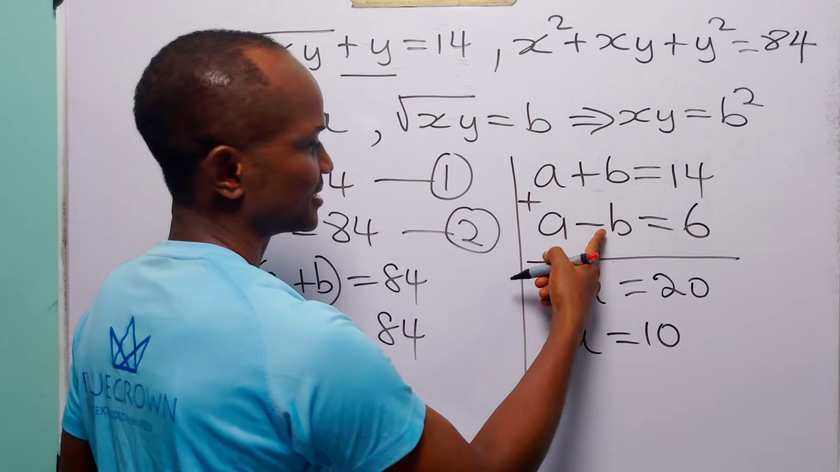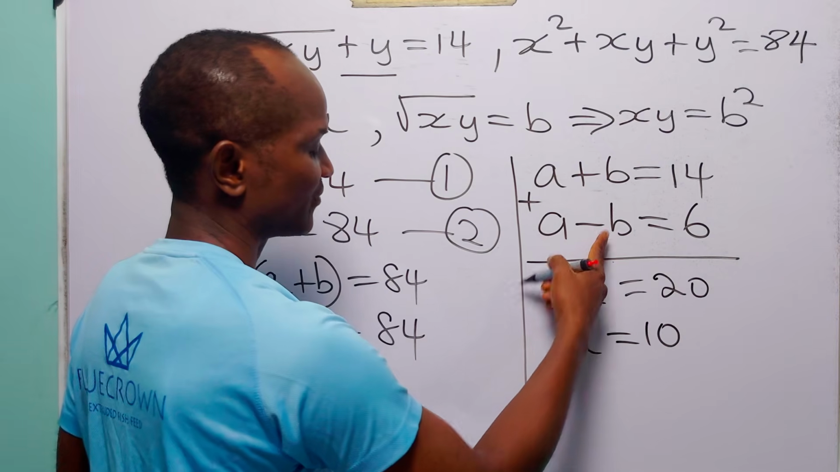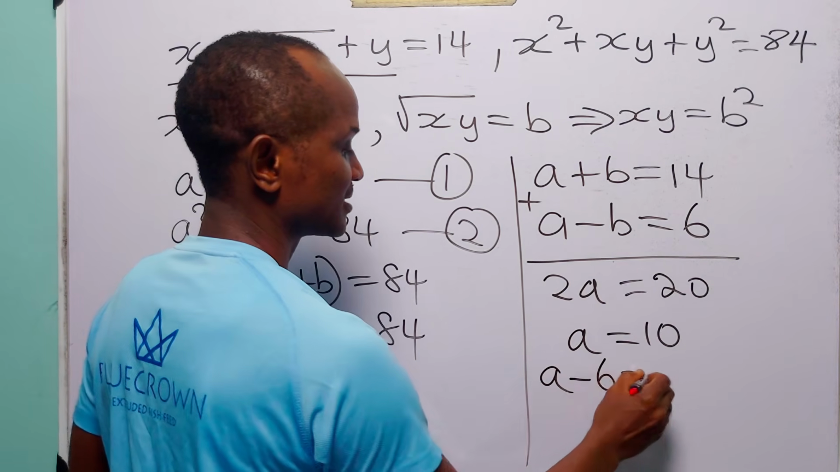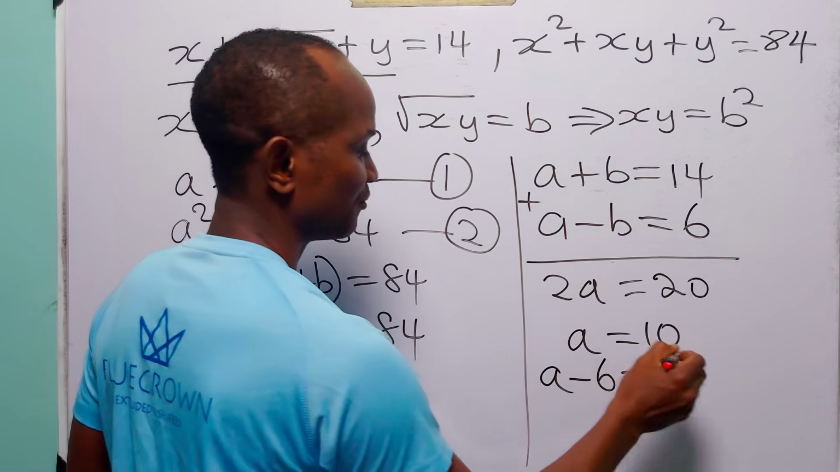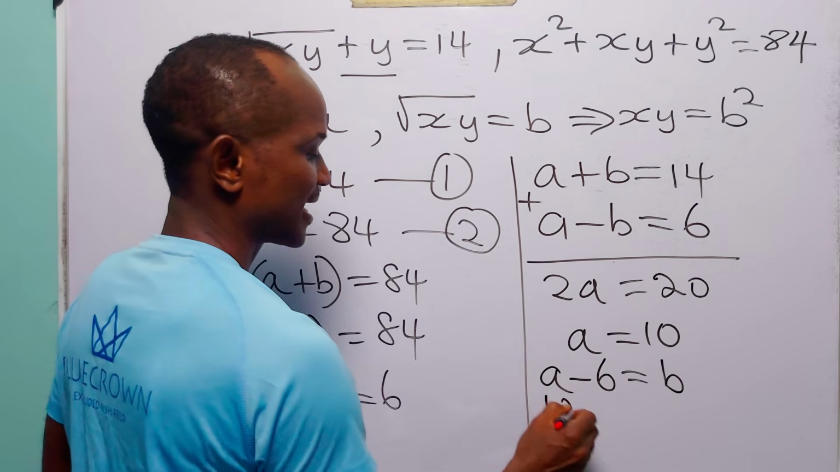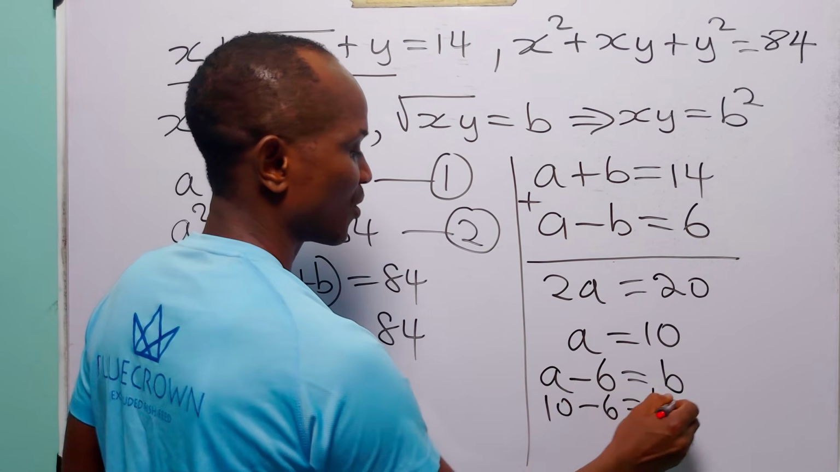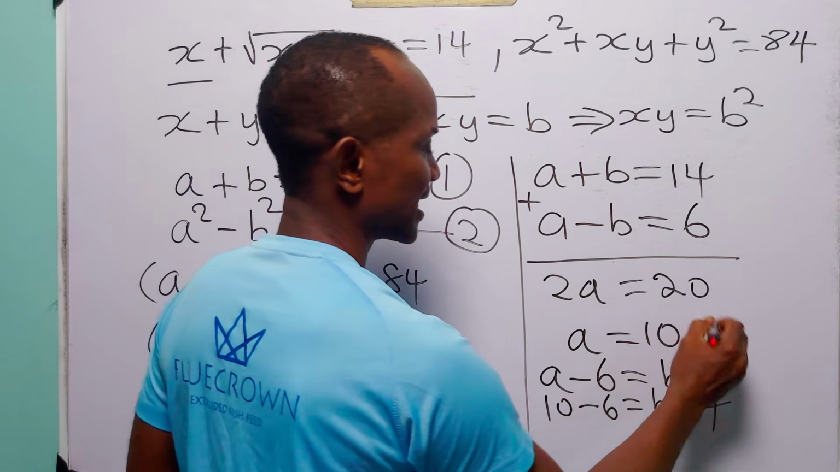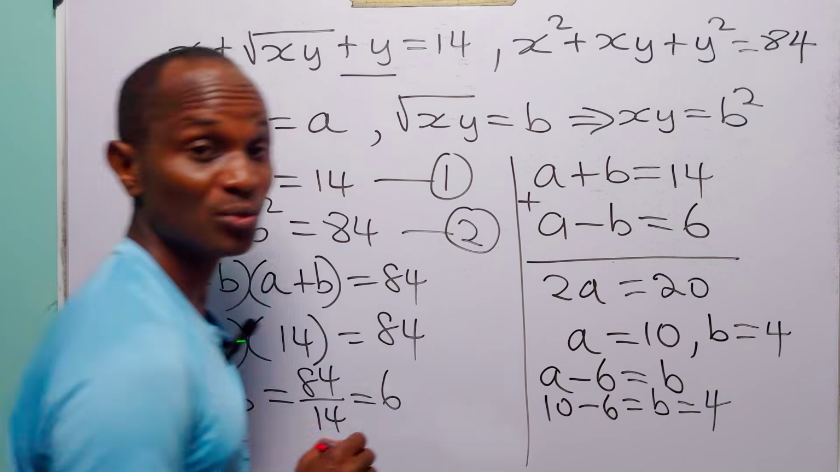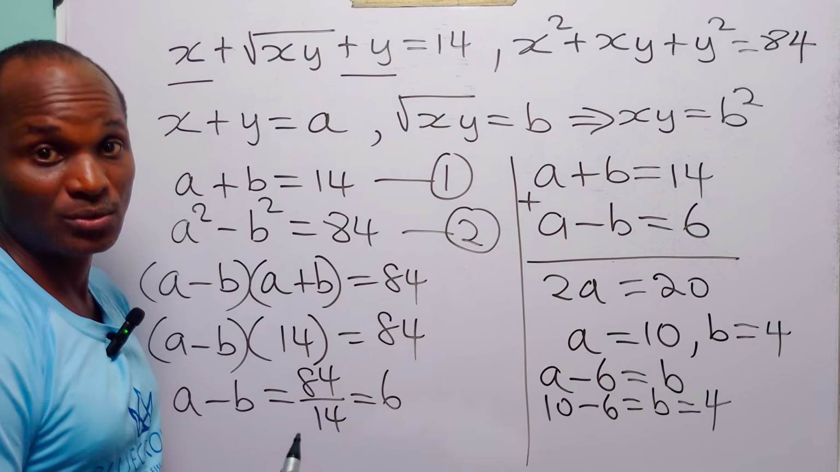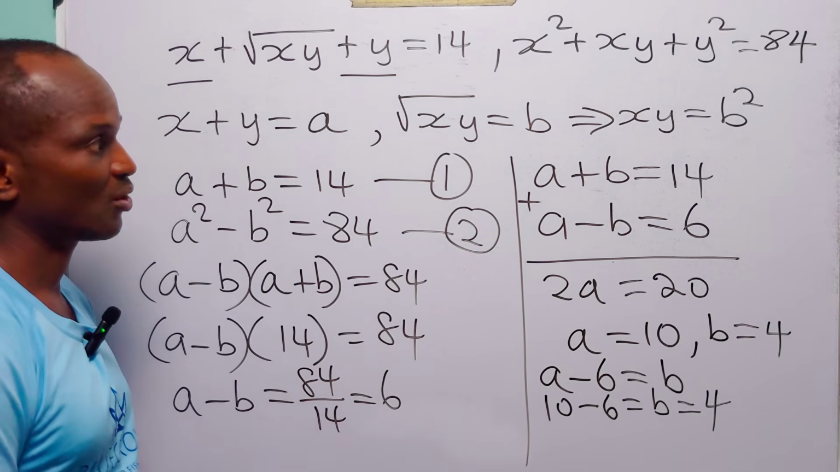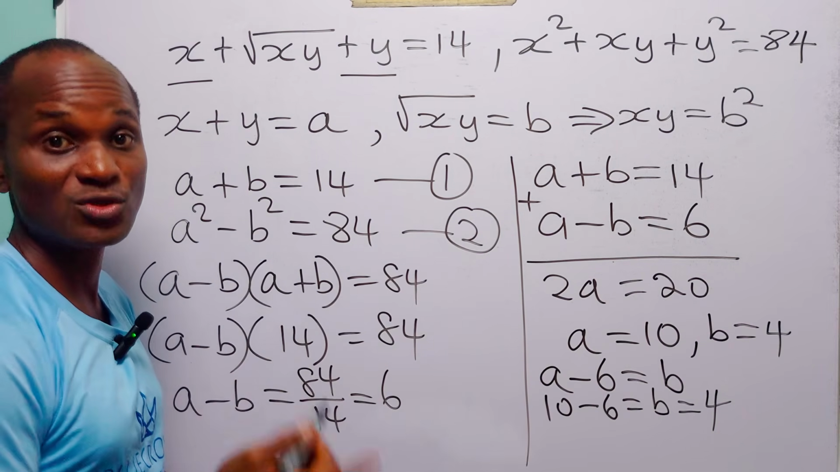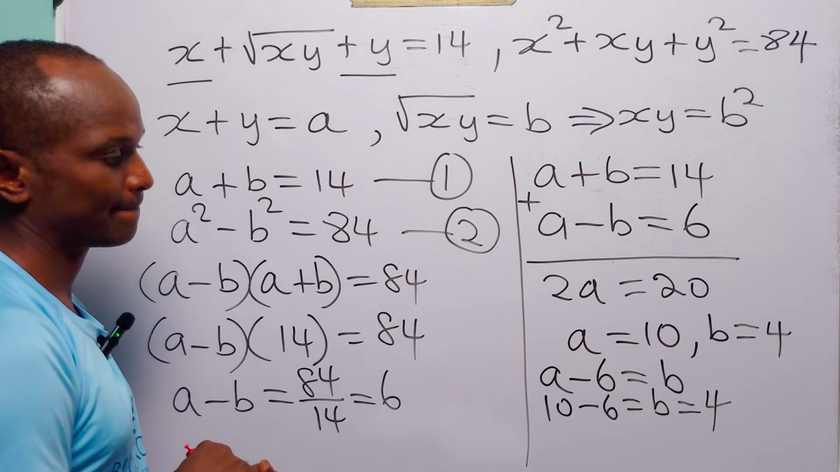Now let us go back to this equation. From here, we have that a minus 6 is equal to b. 10 minus 6 is equal to b, which is equal to 4. So a is equal to 10 and b is equal to 4. Now that we have found the values of a and b, of course, we go back to these two substitution equations to find the values of x and y.